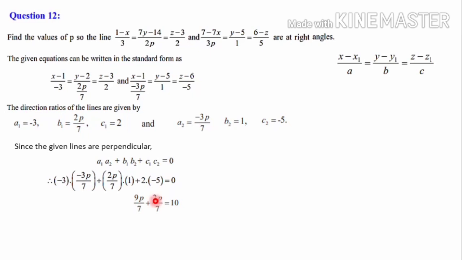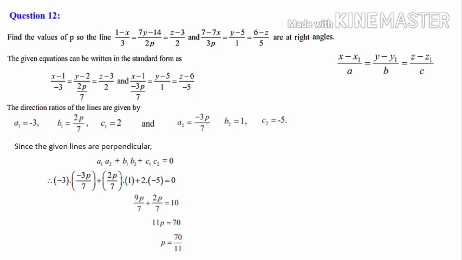9p by 7 plus 2p by 7 is equal to 10. So when you take 7 as common LCM and cross multiply, 7 into 10 is 70, and 9p plus 2p is 11p. So 11p is equal to 70. Finally we are getting p as 70 by 11. So the value of p is 70 by 11.